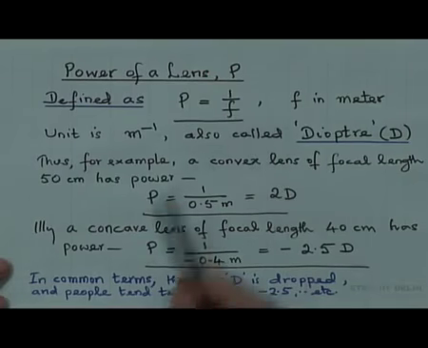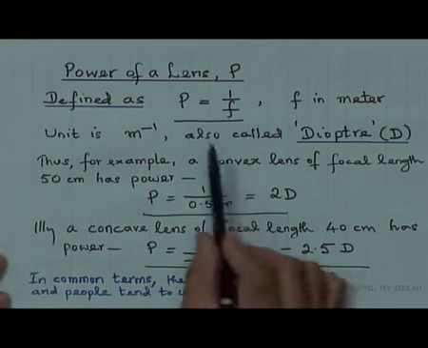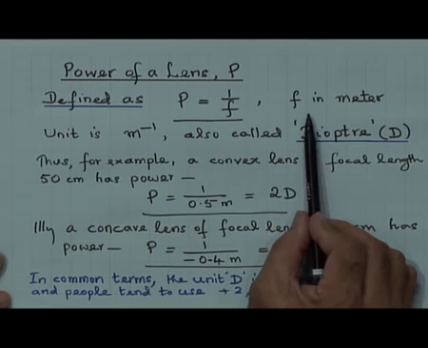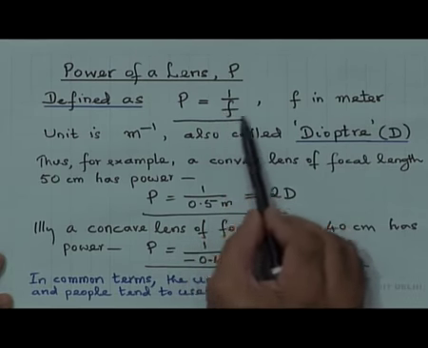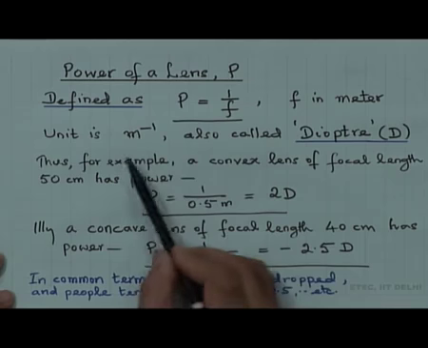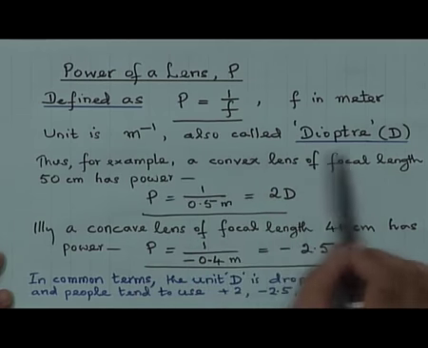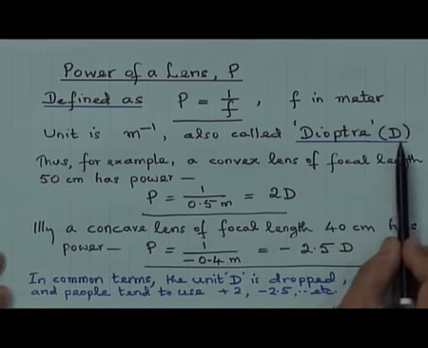The power of a lens P is defined as P is equal to 1 by F, where F is in meters. It is very important to recognize that the focal length has to be substituted in meters. So the unit is meter inverse, which is also called diopter and denoted by the symbol capital D.